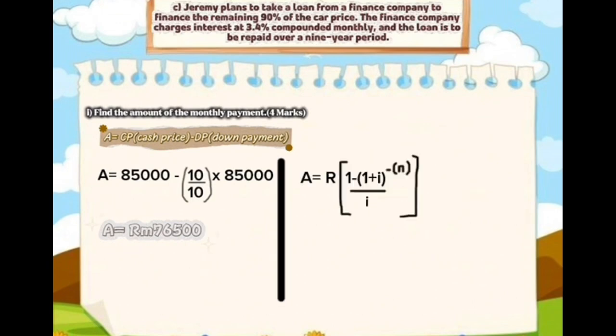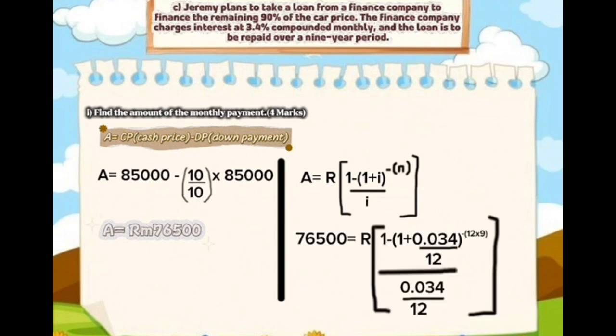I need to find the monthly installment. The loan amount is 76,500 ringgit. The interest rate is 3.4% per year and the loan period is 9 years. Then I use the loan formula to find the monthly payment. After substituting the values, the monthly installment is 823 ringgit and 22 cents. So he must pay 823 ringgit and 22 cents every month for 9 years.